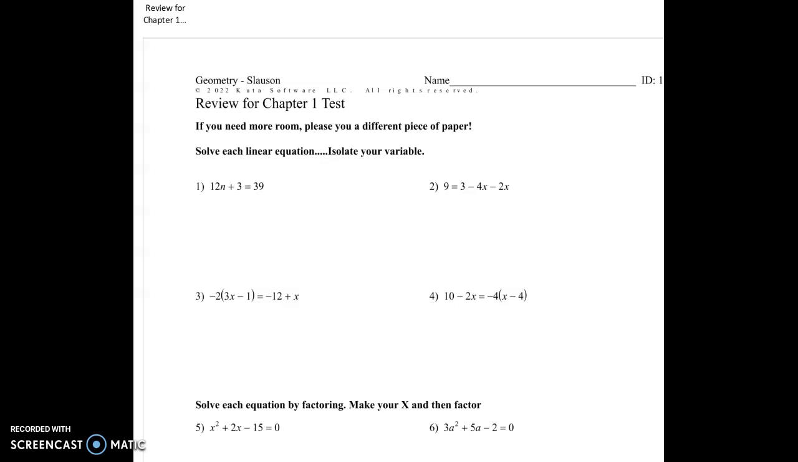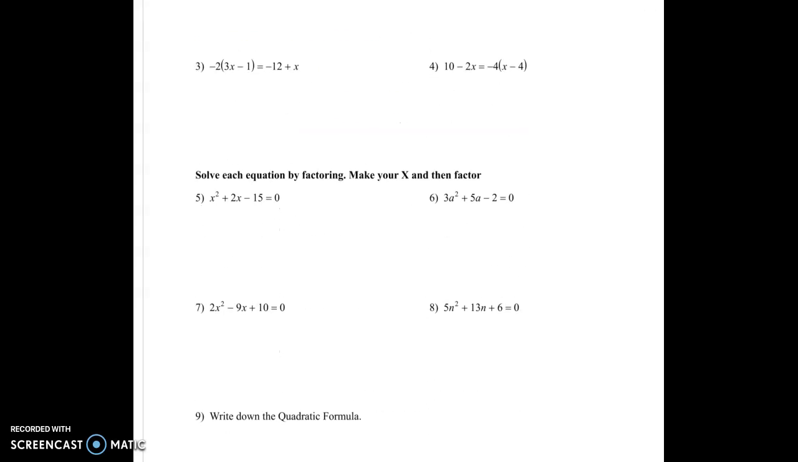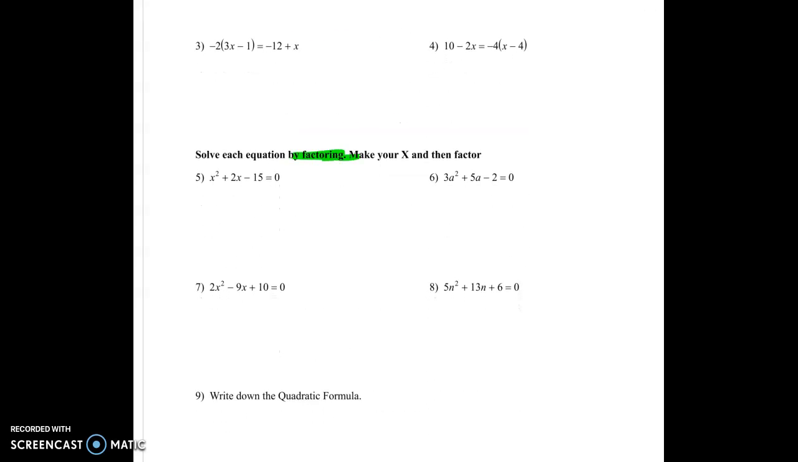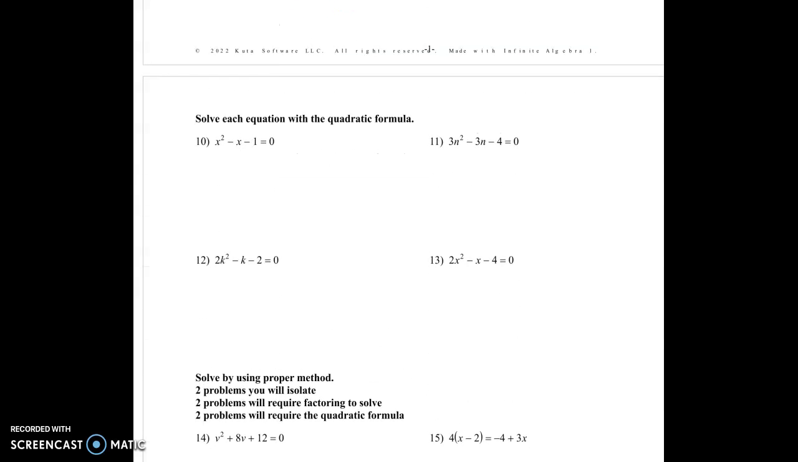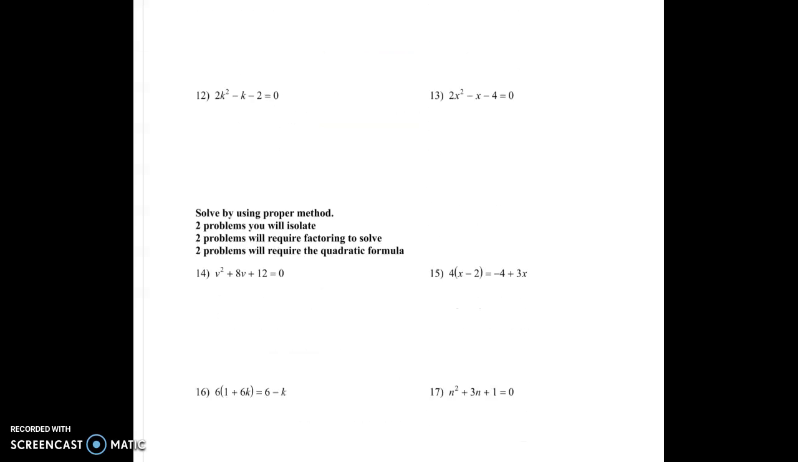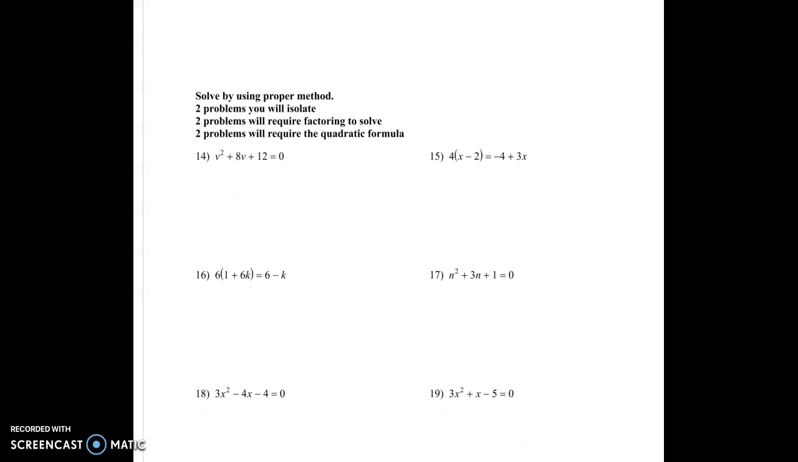And I've kind of organized this into sections. The first one is going to be linear, so we're going to be isolating the variable. The next section we will be solving by factoring, so we'll need to make our x. And then the next section is we're going to solve by using the quadratic formula. And then the final section I'm going to leave completely up to you, trying to figure out which is the best method.